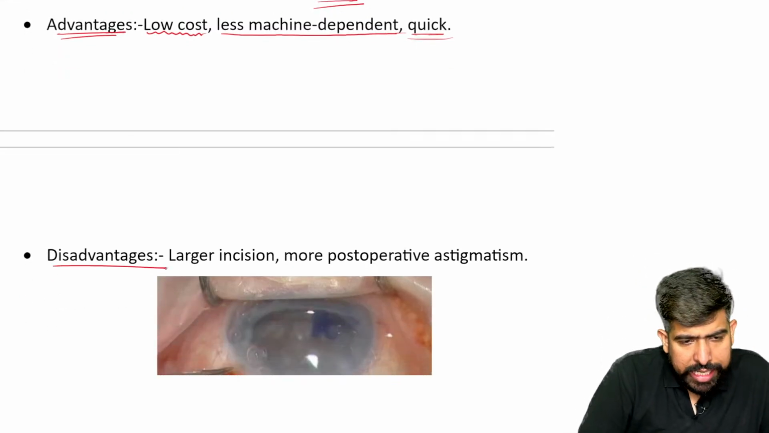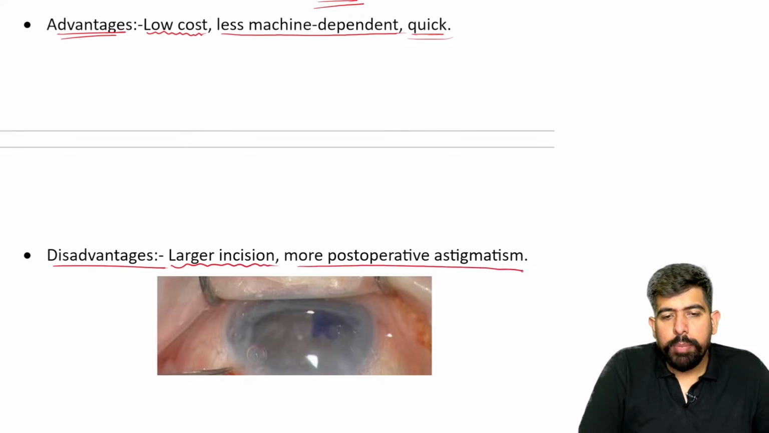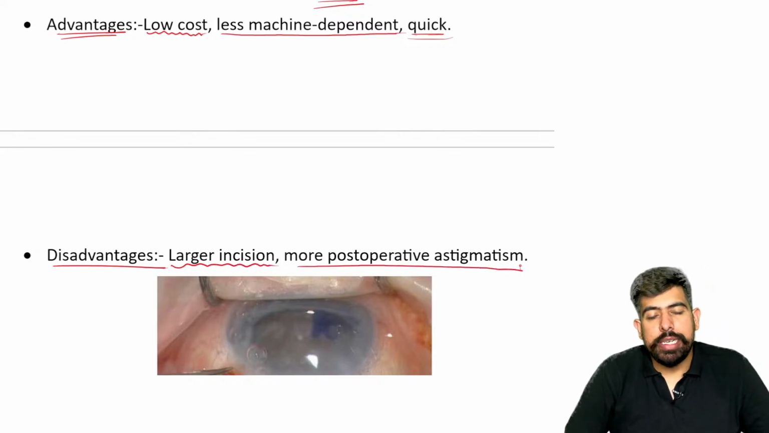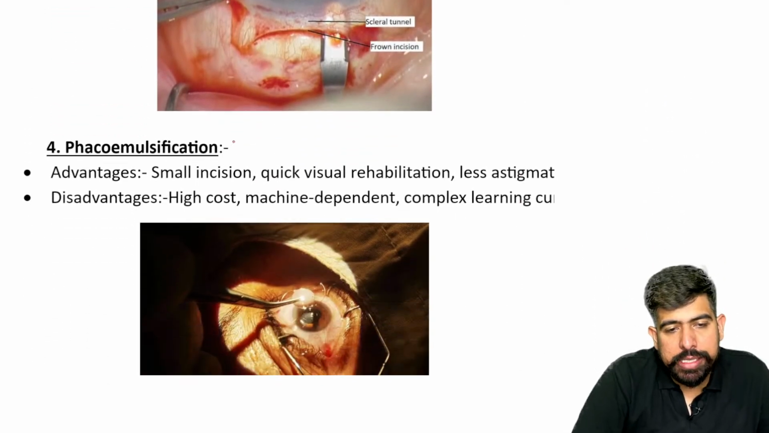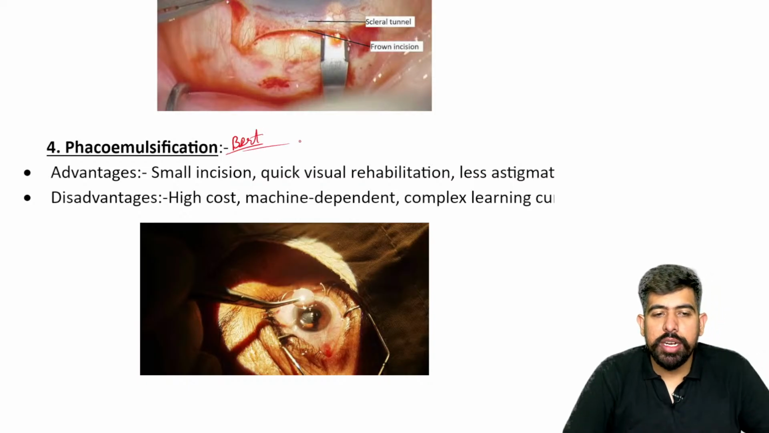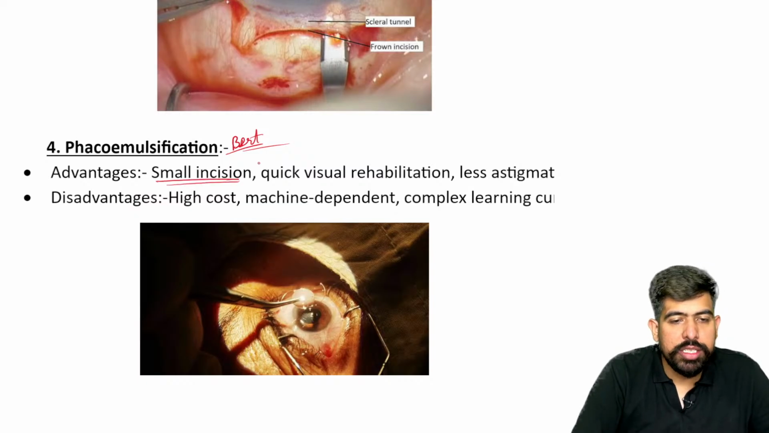And the disadvantage is also there. It has a very large incision. So more post-operative astigmatism can be seen as a complication. But nowadays, which is the best, we are using more and it is best also. The advantages are here, just a small incision.